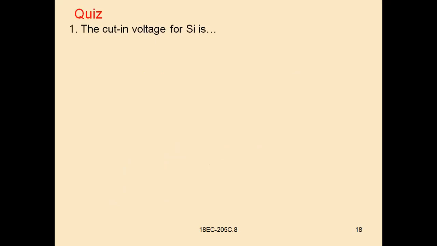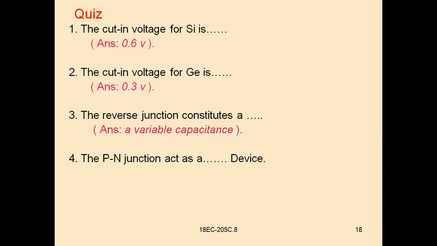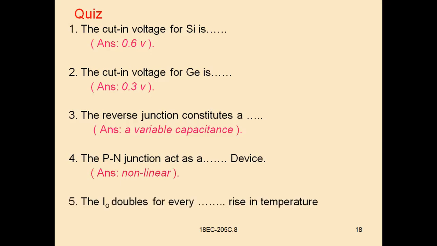Let us see some questions. The cut-in voltage for silicon is 0.6 volts, and the cut-in voltage for germanium is 0.3 volts. The reverse biased junction constitutes a variable capacitance. The PN junction acts as a non-linear device. The I naught, which is known as the reverse saturation current, doubles for every 10 degrees Celsius rise in temperature.